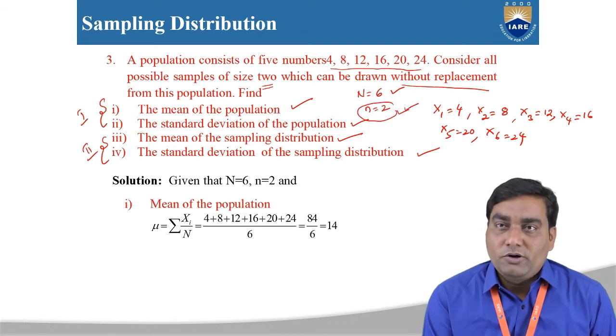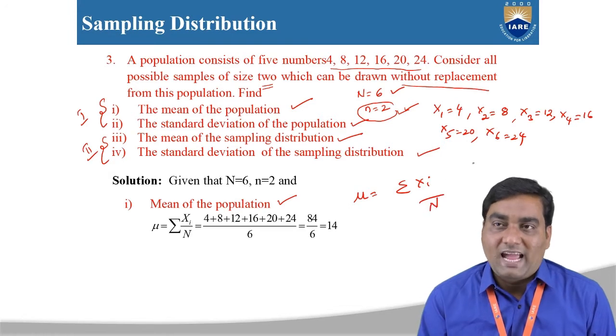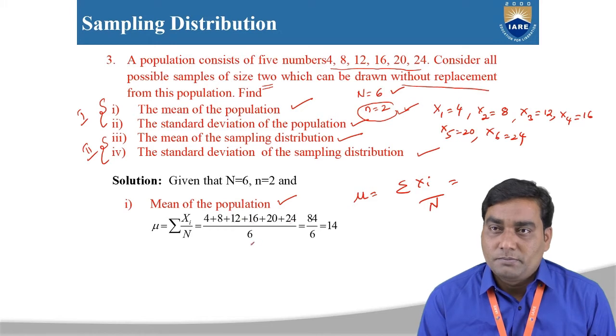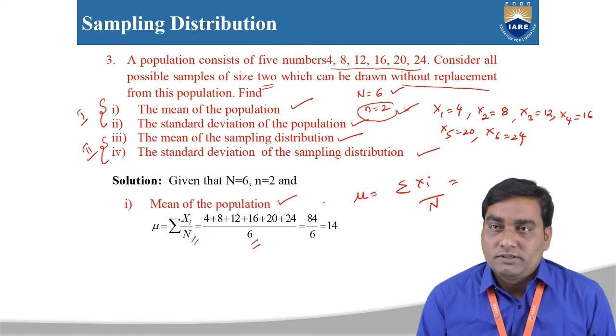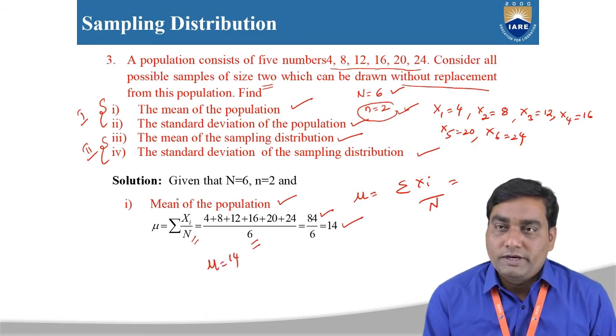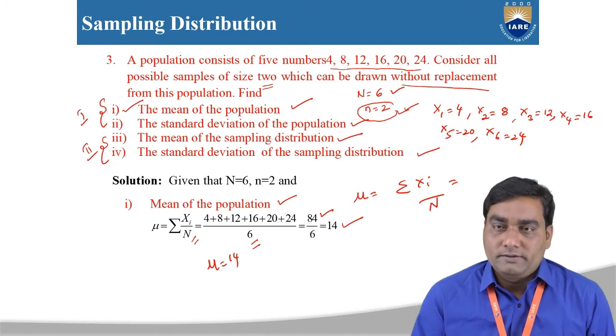Now first we need to find the mean of the population. The mean, symbol mu, is sigma xi by capital N, the average of all the populations. Add all these terms, 4 plus 8 plus 12 plus 16 plus 20 plus 24, divided by the population size 6, because capital N equal to 6. So 84 by 6 is 14. So mean mu equal to 14. That means the mean of the population is 14.